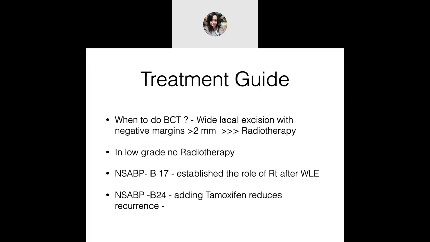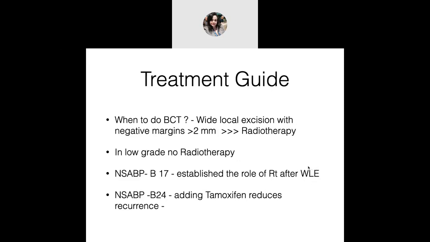And you can read details of 2 trials that are of particular importance in the decision-making process for ductal carcinoma in situ, DCIS. The first trial was called NSABP B17, and this ascertained the role of radiotherapy. In this trial, they took the patients with DCIS, performed lumpectomy alone in one group, and in the other group lumpectomy followed by radiotherapy after wide local excision. And they found that if you do wide local excision alone, recurrence is 30%.